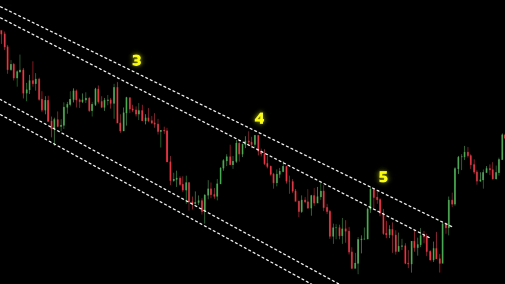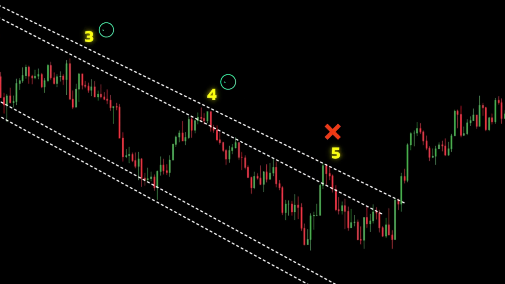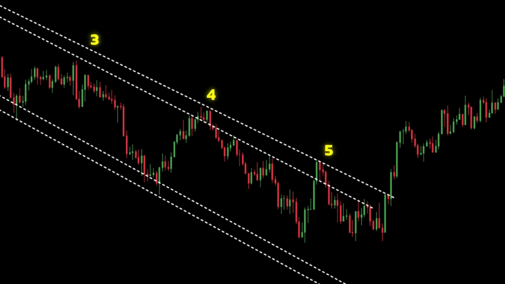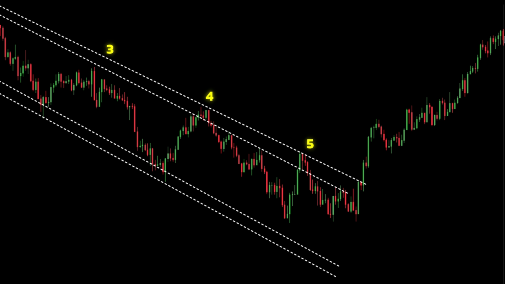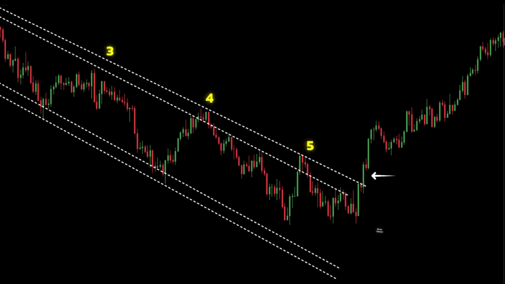Now, during the fifth touch, price still respected the channel. However, based on this strategy, it's usually better to focus mainly on the third and fourth touches, since that's where the highest probability setups tend to form. And then we get to the sixth touch. This is where the channel finally breaks.